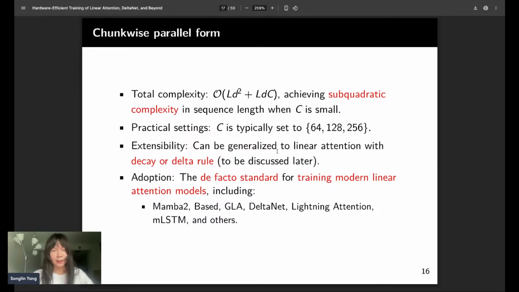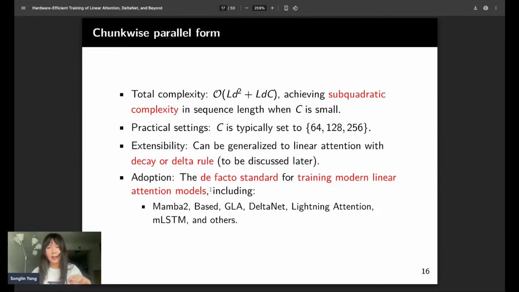This chunkwise form is also very general. We can extend this chunkwise algorithm to have hardware-efficient training of different linear attention variants, like linear attention with decay, for example Mamba2, and also linear attention with the delta rule, which we will introduce later.